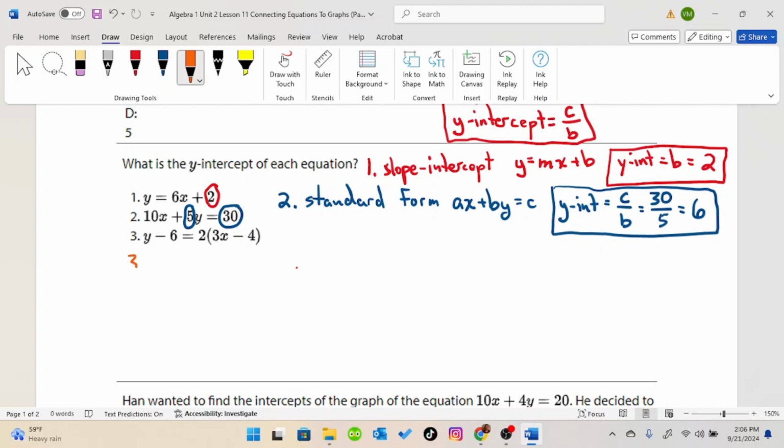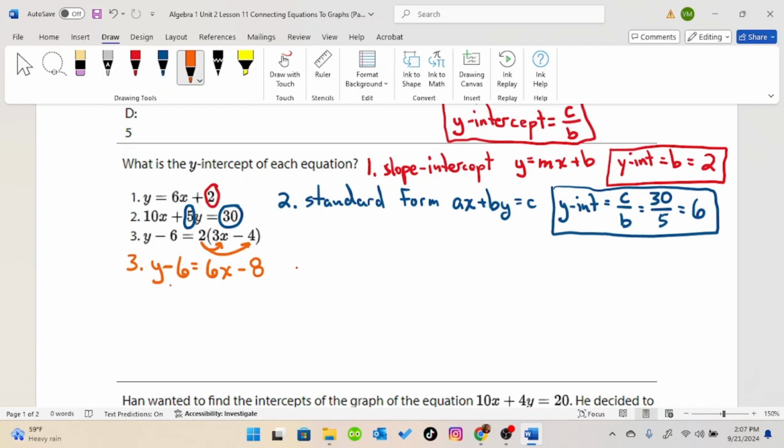And number 3, this one is not given to us in any form. So the first thing I'm going to do is use the distributive property to multiply the 2 times the 3x and the 2 times the negative 4. 2 times 3x is 6x, and 2 times negative 4 is negative 8.